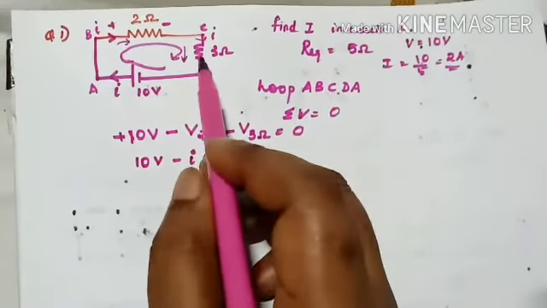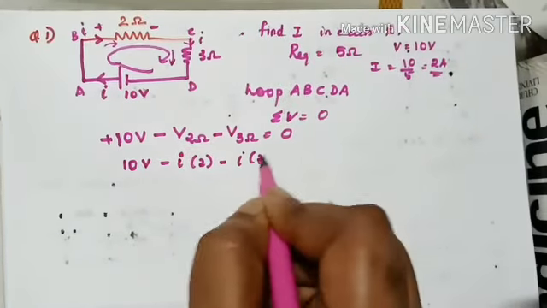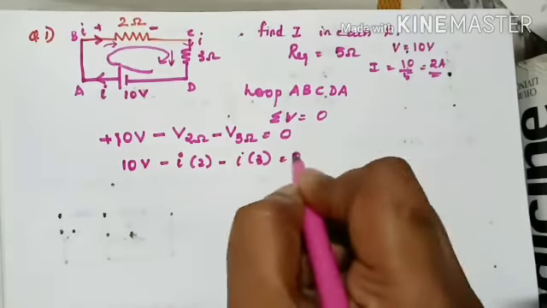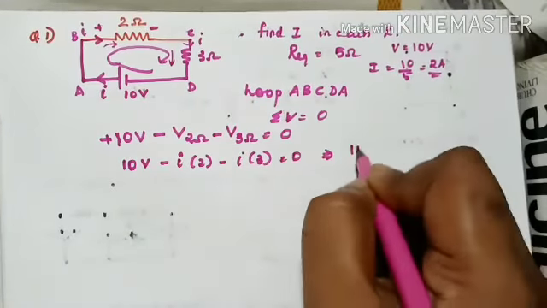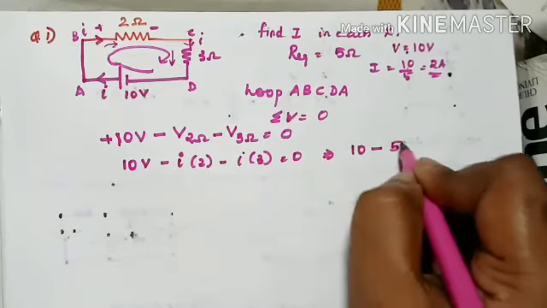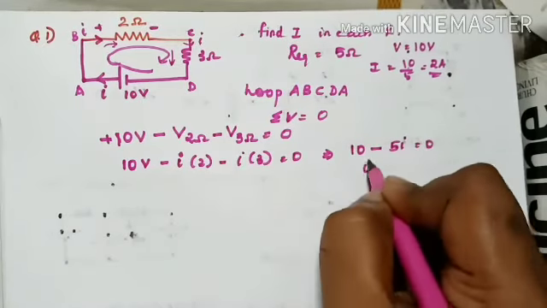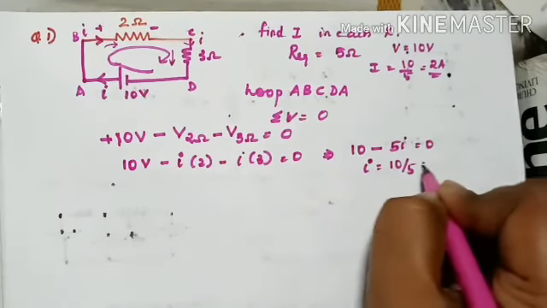Similarly, what is voltage across 3 ohm? That is I into 3. That is equal to 0. Now you would have found the answer, right? 10 volt minus 5I is equal to 0, or I is equal to 10 by 5, that is 2 ampere.